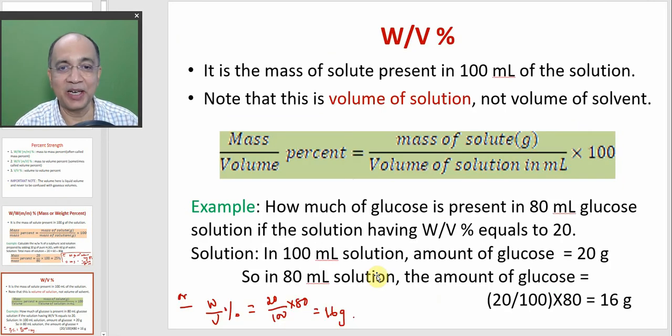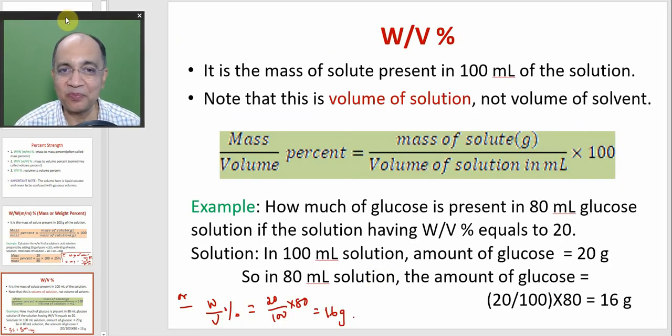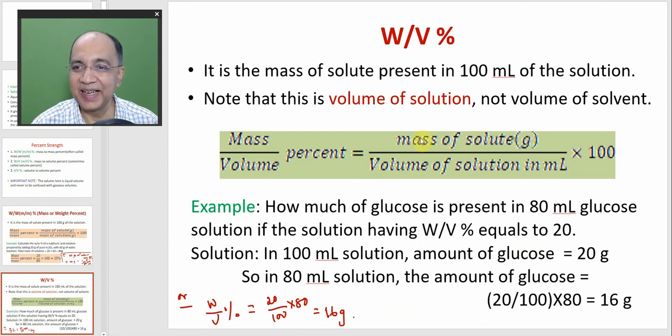Now let us take up W by V percent. What does it mean? It means the mass of the solute present. Mass is common in the numerator, both in W by W and W by V. So the mass of solute present in 100 milliliter solution, this time volume. In 100 milliliter solution, what is the mass of the solute? That is the W by V percent.